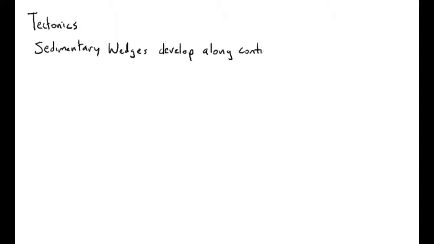So we're going to start by drawing out one of the main tectonic features that occur, called a sedimentary wedge. So sedimentary wedges are packages of sedimentary rock that develop along continental margins. And a good example being the modern Atlantic margin.